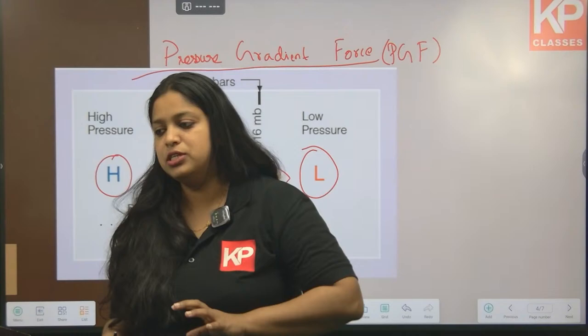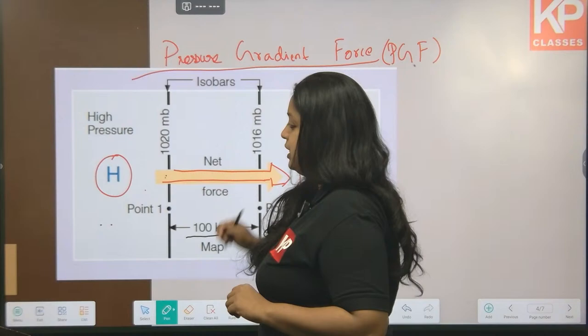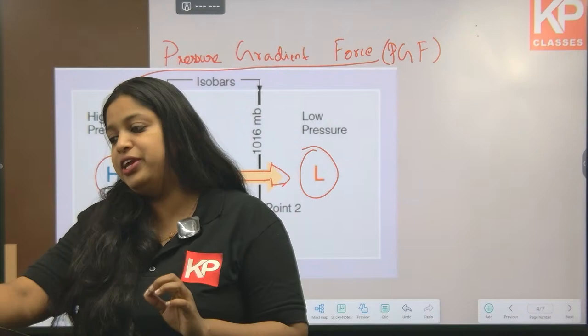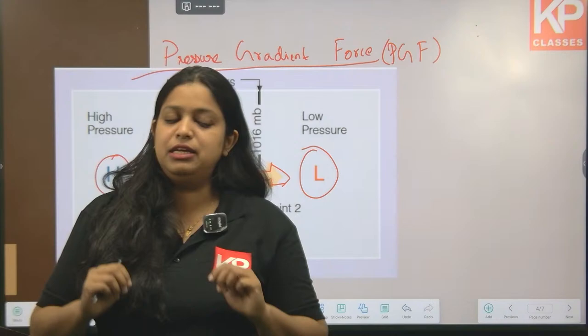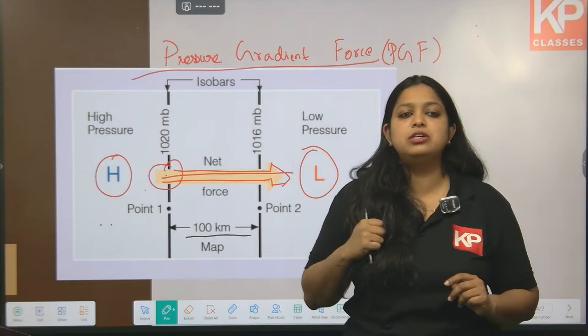So the magnitude of the pressure gradient force depends upon the pressure gradient itself. A steeper pressure gradient defines a strong pressure gradient force, and a weaker pressure gradient defines a weak pressure gradient force. Now the next thing you have to keep in mind is, here there is a net force from high pressure to low pressure. What is happening when there is a net force from high pressure to low pressure? That means there is wind, air molecules shifting from high pressure.